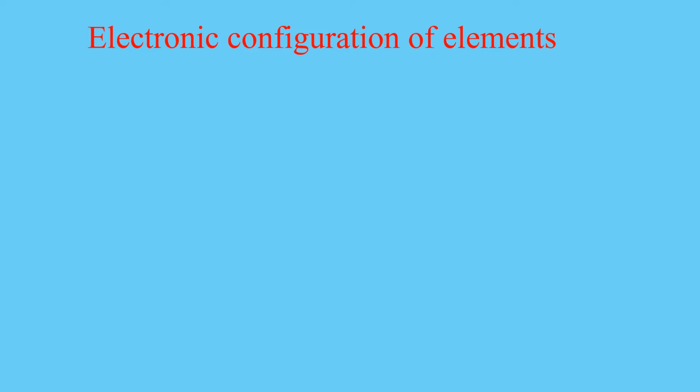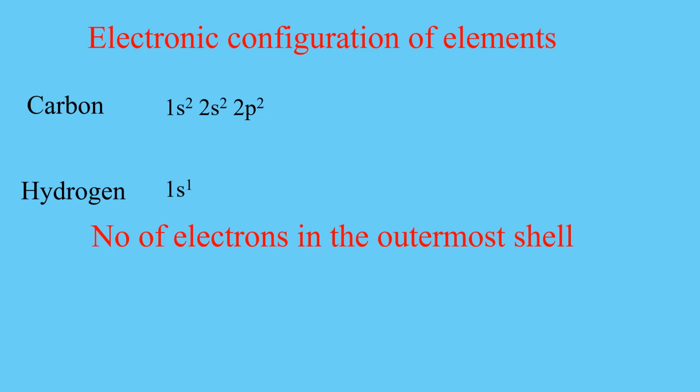Now we will find the electronic configuration of the elements present in methane. First element is carbon. Electronic configuration is 1s2, 2s2, 2p2. Hydrogen is 1s1. So the number of electrons in the outermost shell: carbon has 4 electrons present in the outermost shell, this is the outermost shell 2s2, 2p2. And hydrogen has only one shell, and in the shell it has 1 electron.